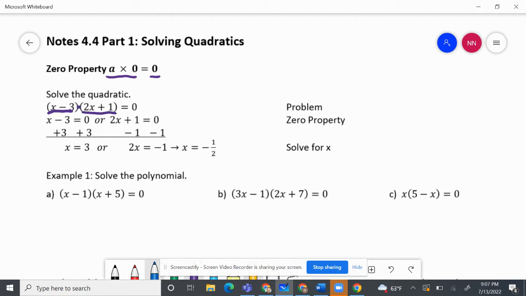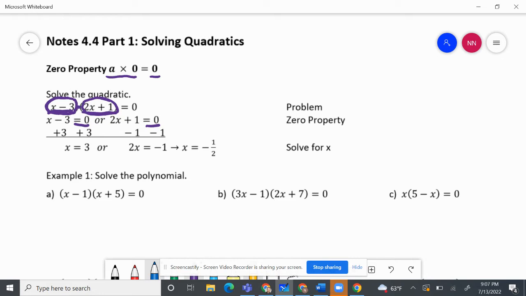each other. That means that since it's equal to 0, either x minus 3 is equal to 0 or 2x plus 1 is equal to 0. One of those has to be equal to 0 in order for the answer to be equal to 0, because the only way that you can get 0 is by multiplying by a 0.